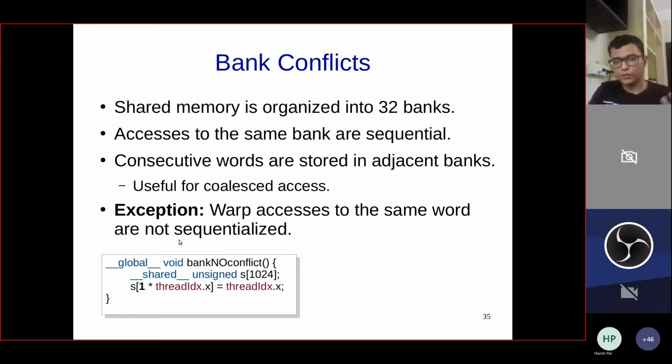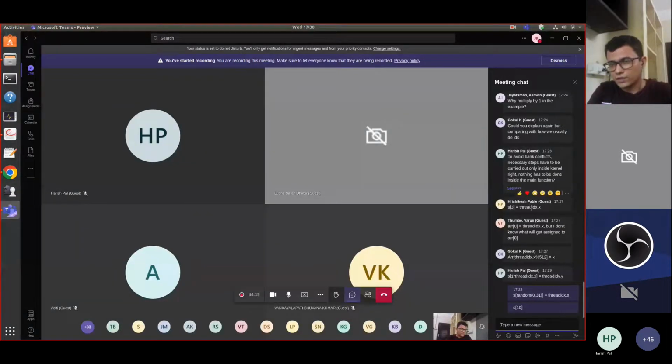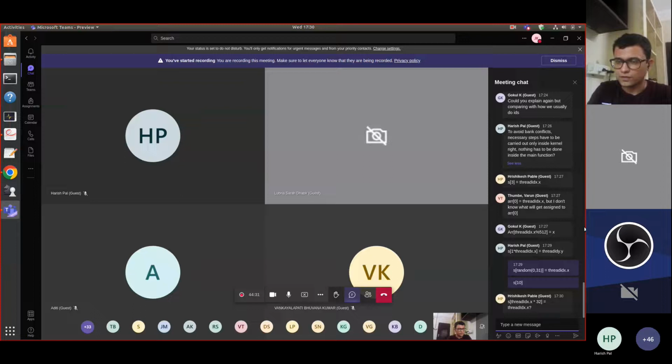So if you are following it properly, actually this is the special case. Whatever Varun and Rishikesh have suggested, this is the special case where there won't be any bank conflict actually. I hope you are getting it. So both suggestions are for no bank conflict.